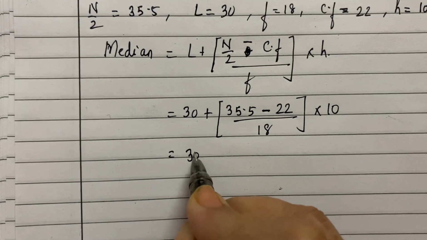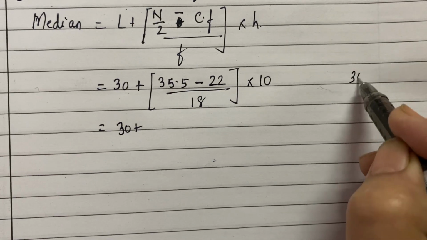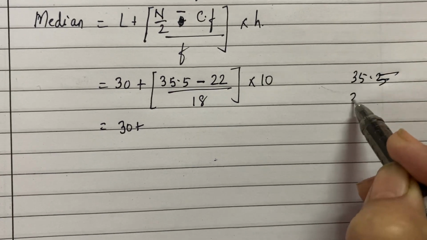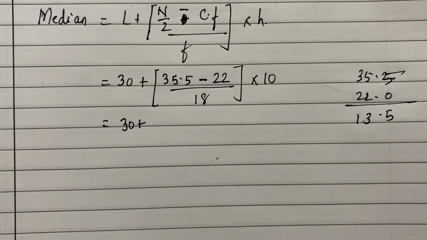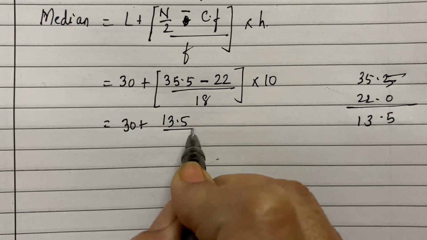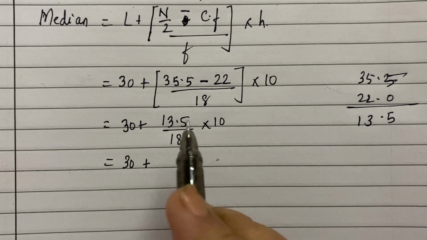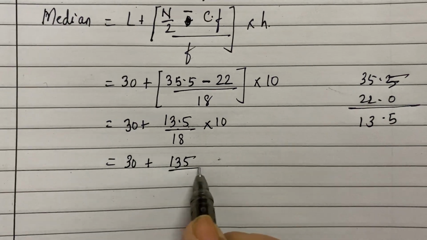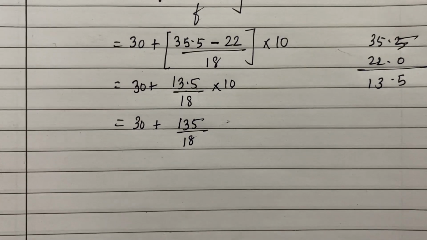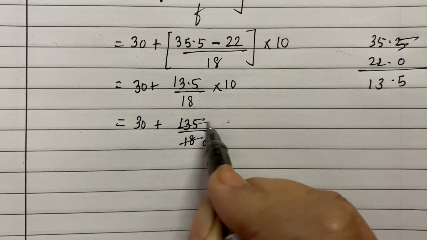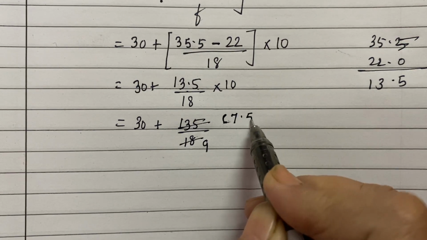So here you will get 30 plus 35.5 minus 22. Have a look here. We have 35.5 minus 22. So 5 will be as it is, 5 minus 2 is 3, and 3 minus 2 is 1. So that gives you 13.5 upon 18 into 10. Fine. So this you will get as 30 plus 13.5 into 10, which becomes 135 upon 18. Now if we try to reduce this 135 upon 18, 2 9s are 18, 2 6s are 12, 2 7s are 14, 67.5.